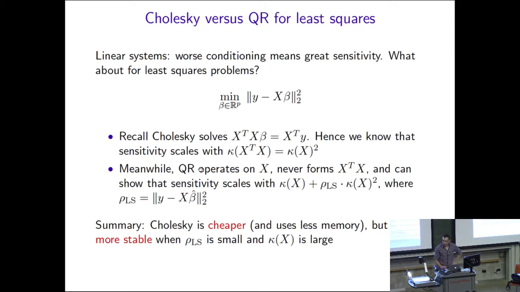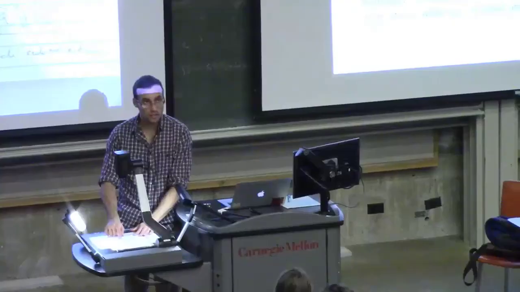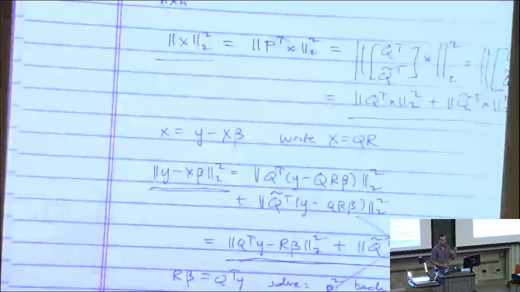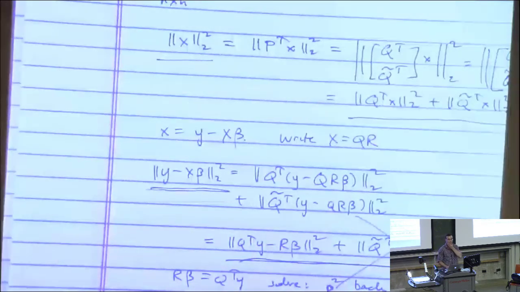QR operates directly on x, right? We took a QR of x itself. I never formed x transpose x. That was kind of the entire point of this decomposition. So we could modify the least squares loss and just take a QR of x itself. And so in terms of conditioning, we only pay for the condition number of x itself. You can show that the sensitivity essentially scales with kappa of x.